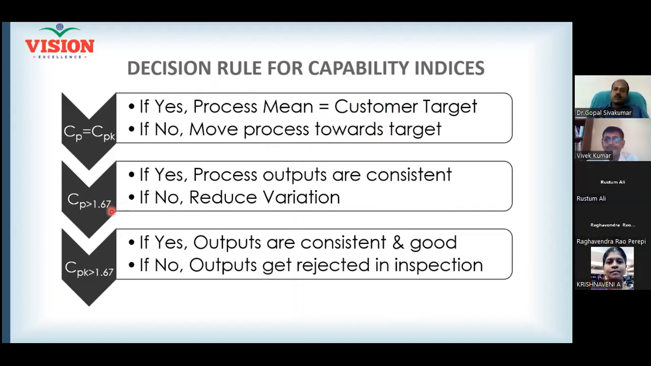If CP is more than 1.67, what is the conclusion? Process outputs are consistent. I am not saying capable. Process outputs are consistent. It can be consistently good. It can be consistently bad also. But when CPK is more than 1.67, process outputs are not only consistent, but also good. This situation is called capability. Hope all of you understand.